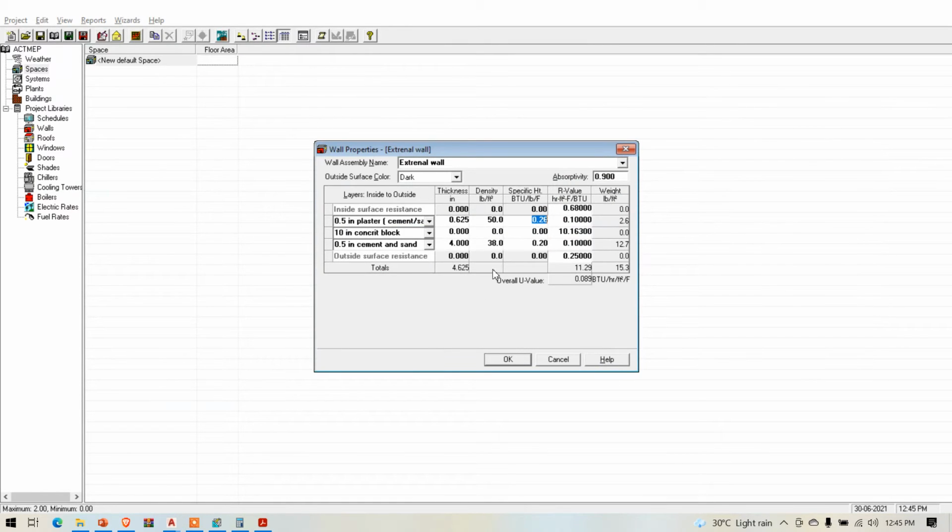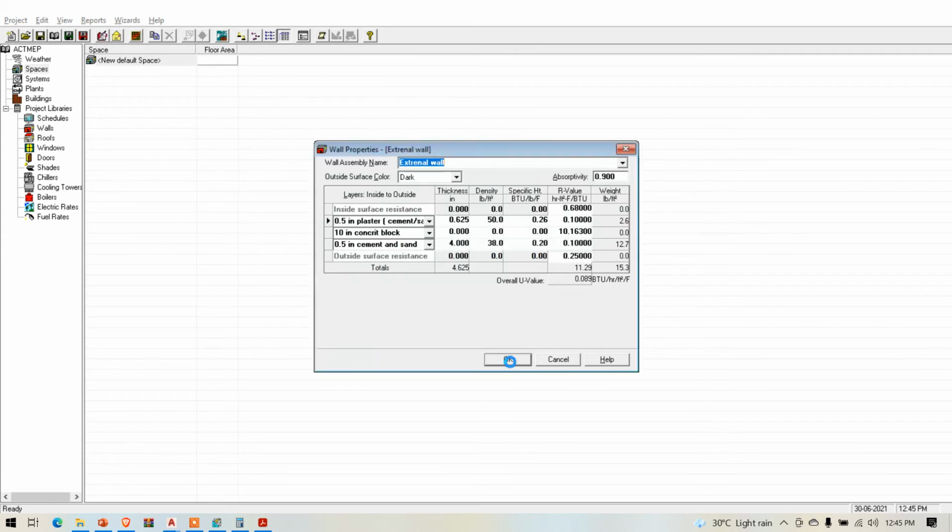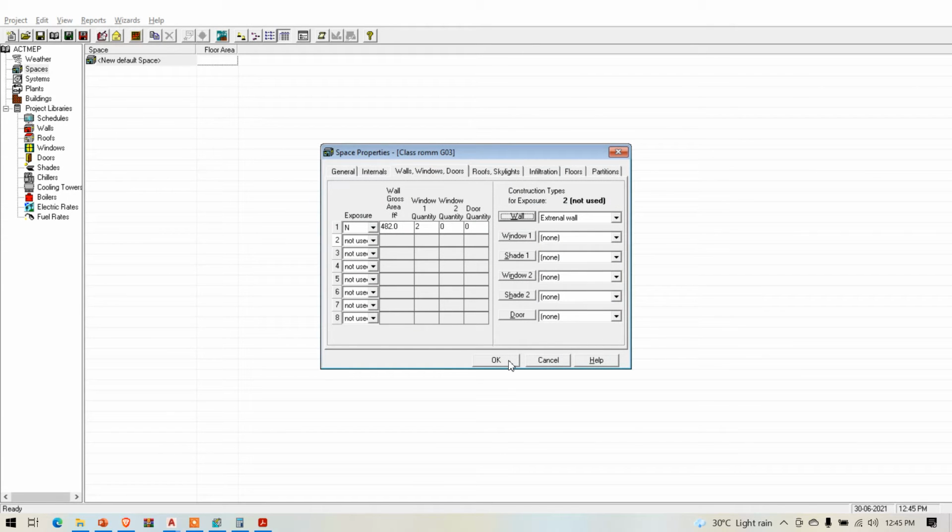So this is how we have to give the wall property. Once it is done, give OK. Then these values will be loaded into the software. Done. And next, coming to the window.